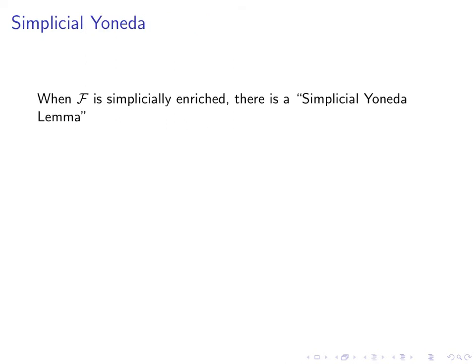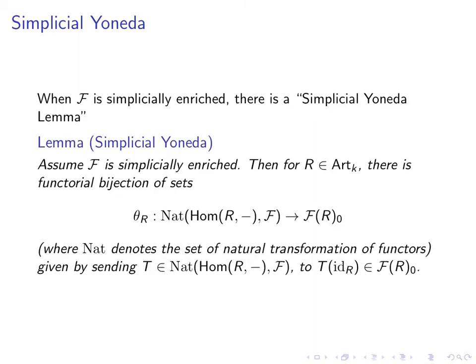And when F is simplicially enriched, there's a simplicial Yoneda lemma, which says that for R an Artin simplicial ring, there is a functorial bijection of sets between natural transformations from the functor associated to R to any functor F, that's simplicially enriched of course, and the vertices or zero simplices of F evaluated at R. And the correspondence goes as follows: if you have a natural transformation T, the corresponding vertex is T evaluated at the identity vertex.